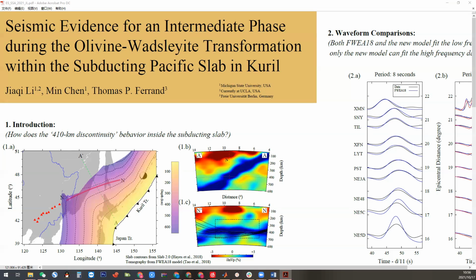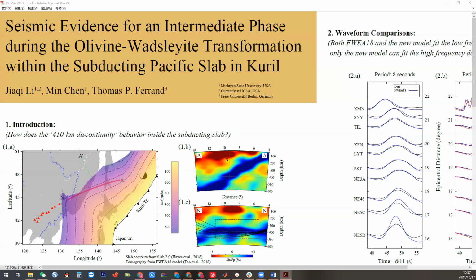And the subsequent wave speed increase upon this transformation led to the discovery of the 410 discontinuity as a global feature, thanks to seismology. In contrast, lower temperatures inhibit such diffusive processes. Therefore, we are curious about how Olivine transforms to Wadsleyite under lower temperature, and how the corresponding 410 discontinuity behaves inside the subducting slab.